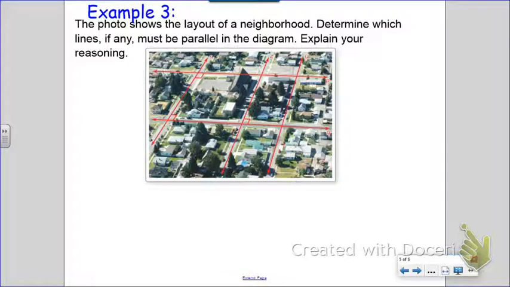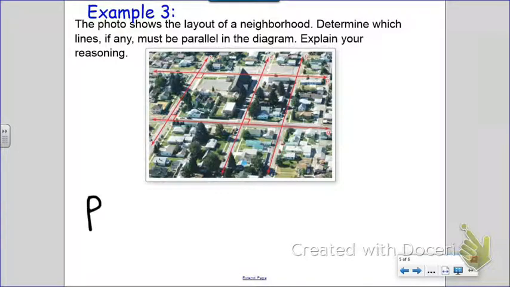Our next example says the photo shows a layout of a neighborhood. Determine which lines, if any, must be parallel in the drawing and explain your reasoning. The letters are a little hard to read, but there's a line P and Q on there. There's also a line S and a line T on there that we'll work with. We know from the picture that lines P and Q are both perpendicular to line S because they show the little boxes on the picture there.